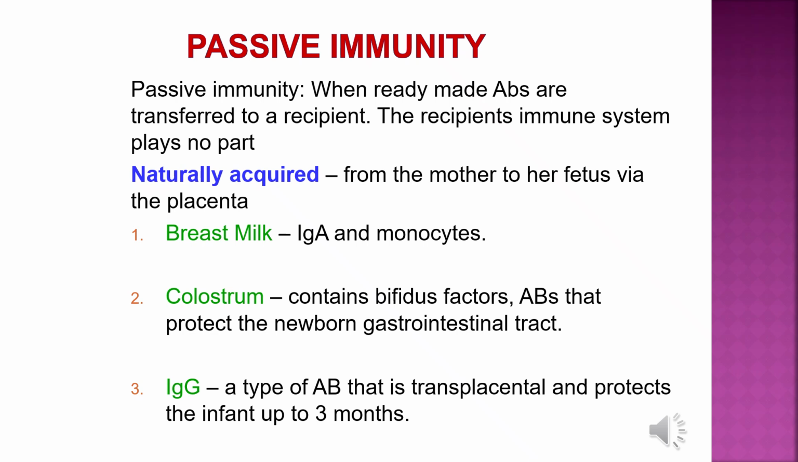Naturally acquired is from mother to fetus via the placenta. Examples are breast milk, which contains IgA and monocytes. Colostrum contains bifidus factors and antibodies that protect the newborn from gastrointestinal infections. Then IgG, a type of antibody that is transplacental and protects the infant up to 3 months.